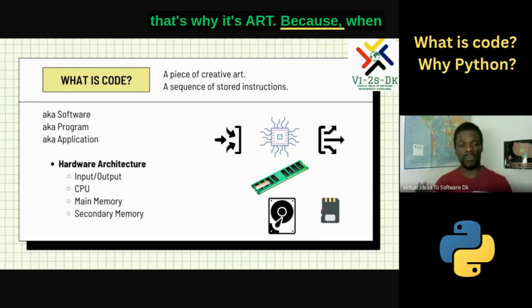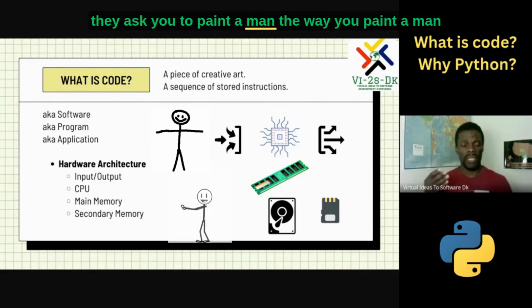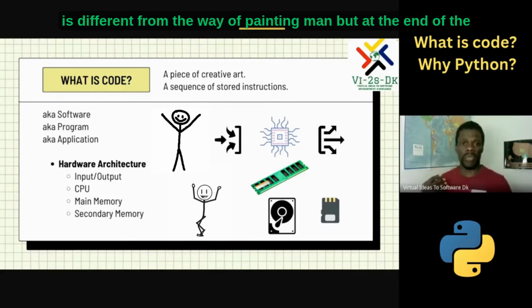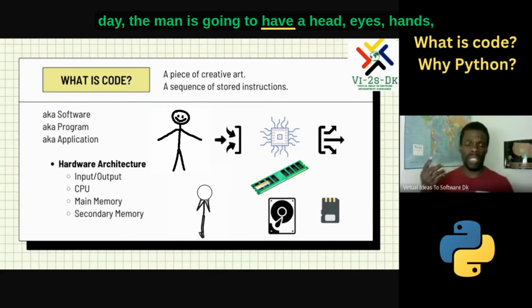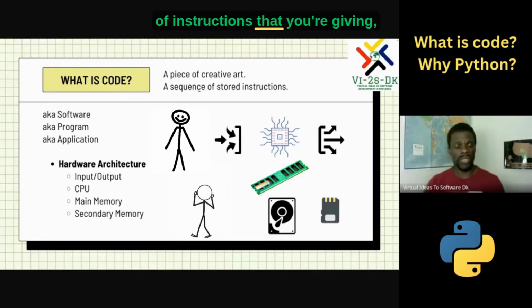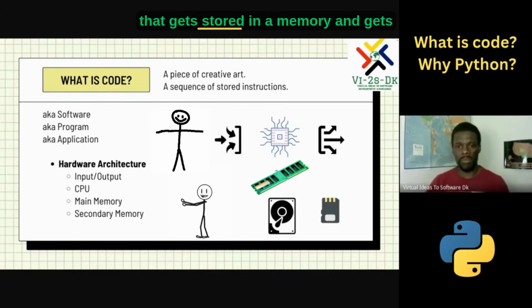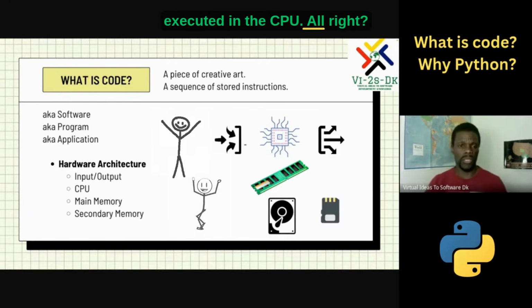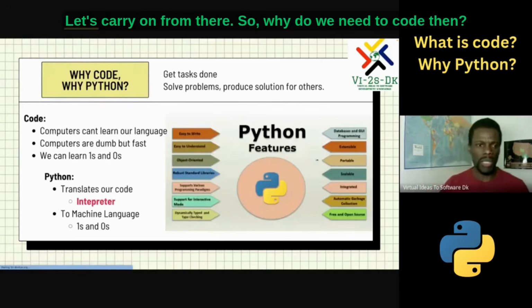So that's why it's art, because when they ask you to paint a man, the way you paint a man is different from the way I'll paint a man. But at the end of the day, the man is going to have a head, eyes, hands, legs, and so on. So it's a sequence of instructions that you're giving that gets stored in a memory and gets executed in the CPU. All right, let's carry on from there.